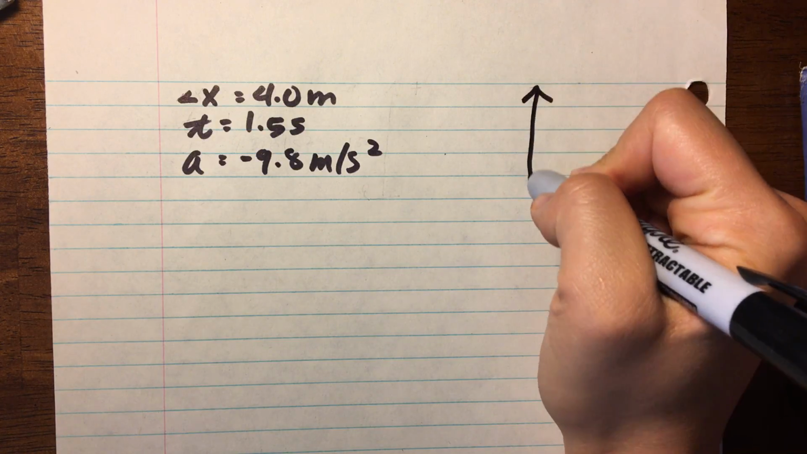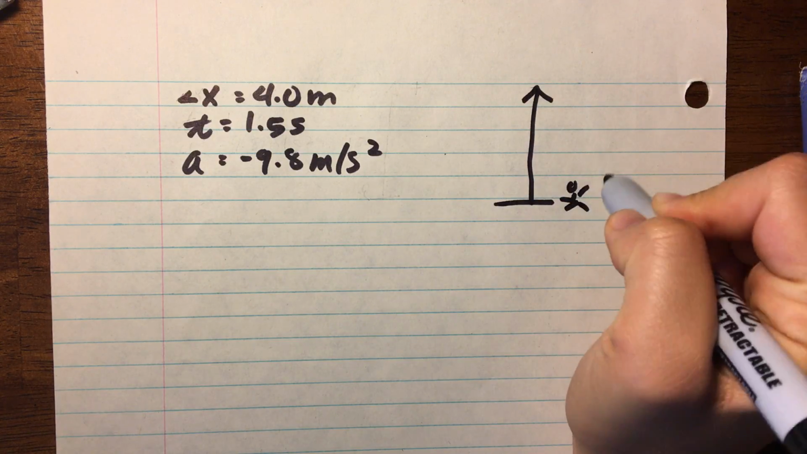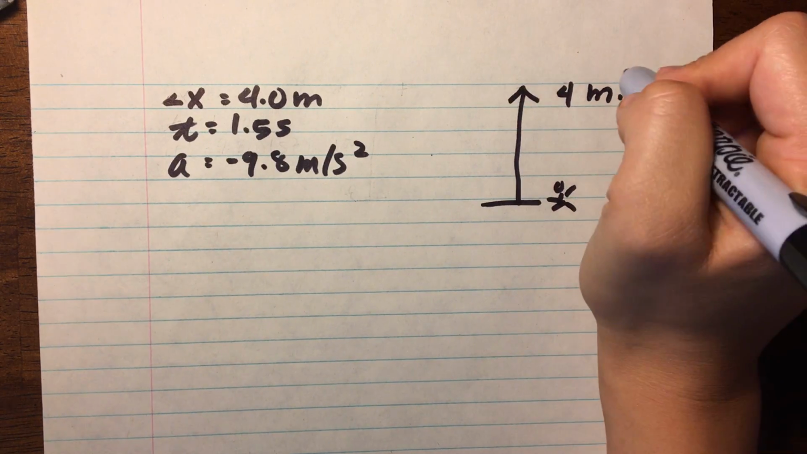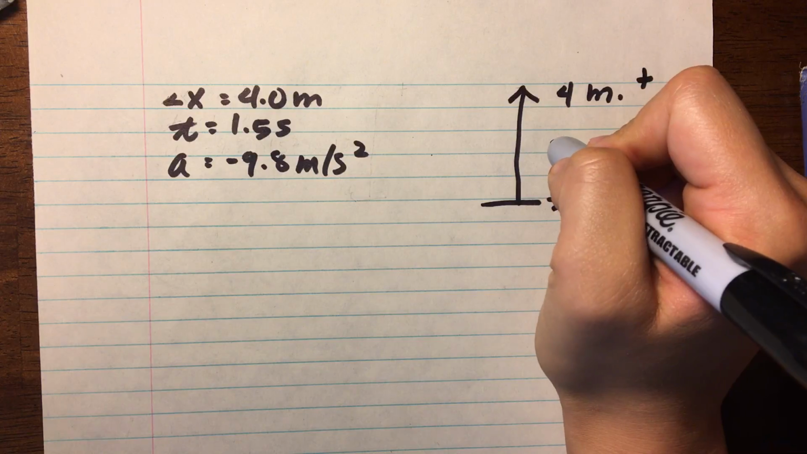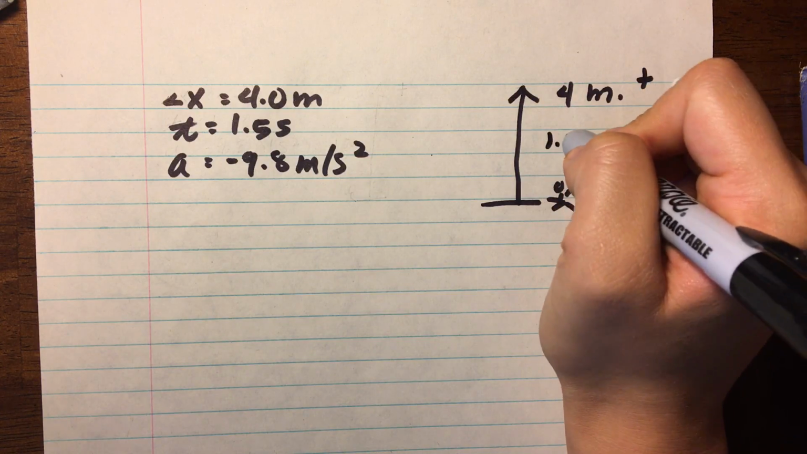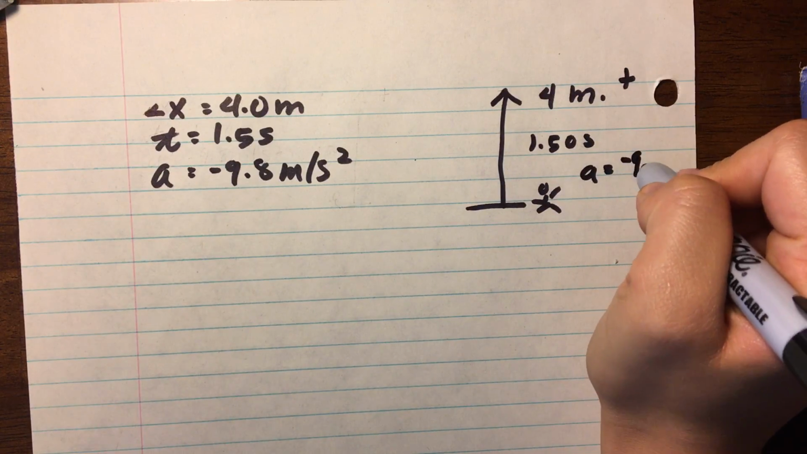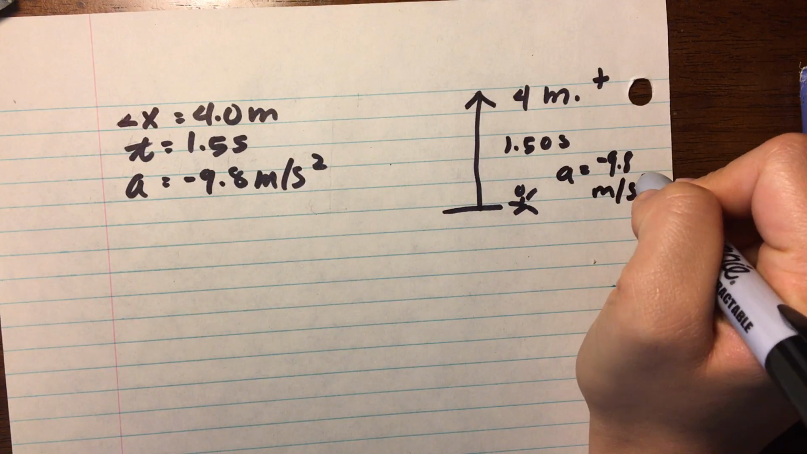So the picture can be drawn like this. The person throws to his fraternity brother 4 meters above in the positive direction at 1.5 seconds with the acceleration at negative 9.8 meters per second squared.